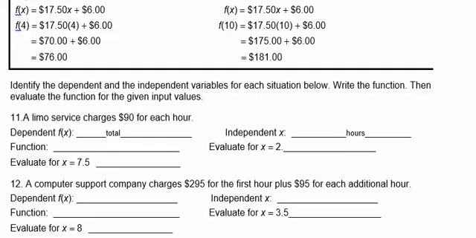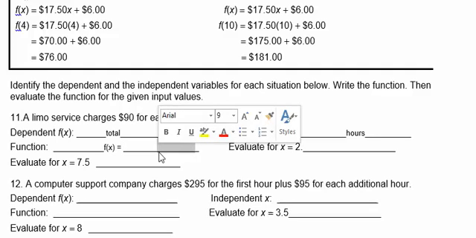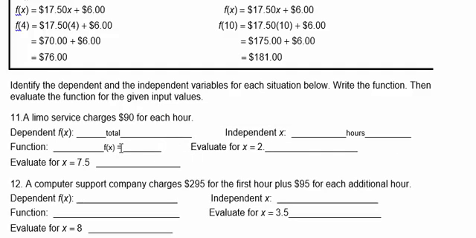The function is when you're going to write the actual equation here. F of x is equal to, well, there's no other thing here. It's only the per hour. There's no flat rate on top of that. So it's just going to be 90x.